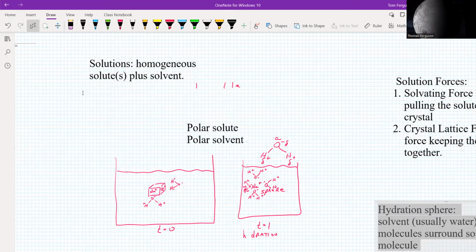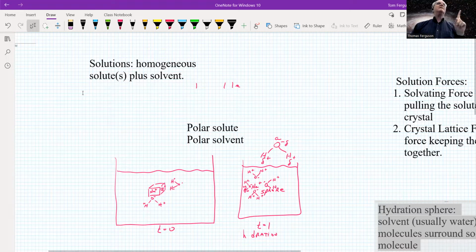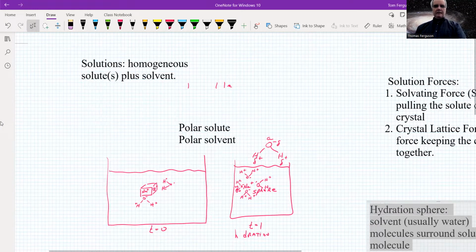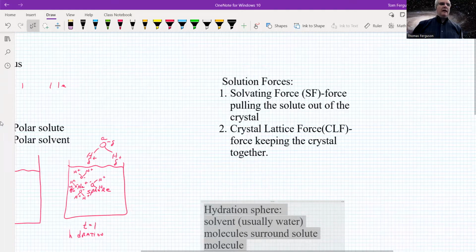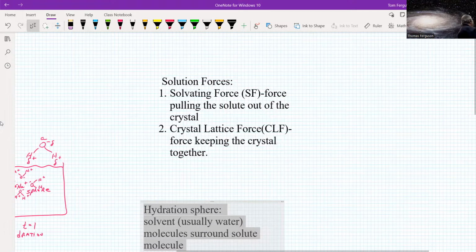All solutions have 2 parts, a solvent and a solute. Solvents are in the majority, solutes are in the minority. There's only one solvent, but you can have 1 or more solutes. Within the solution, we're going to focus on aqueous solutions for this unit.